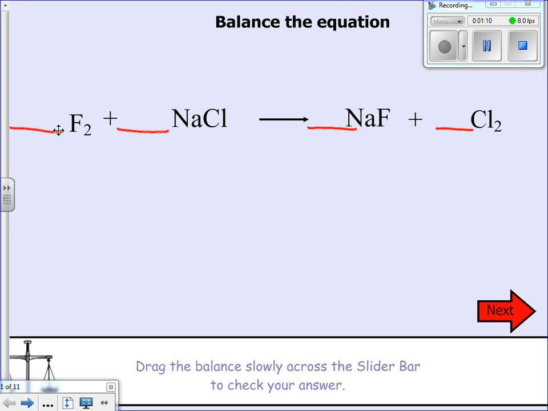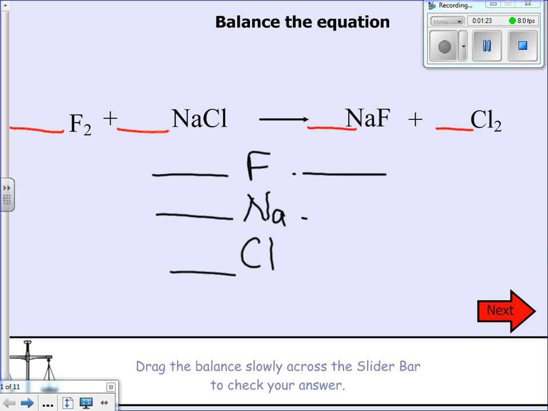One thing that some students do that is helpful, we make a list of all the elements that are in our reaction, and we can total the number that we have on each side. This is not something that's necessary for you to do, but it can be helpful.